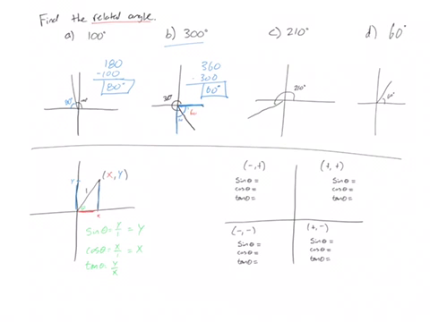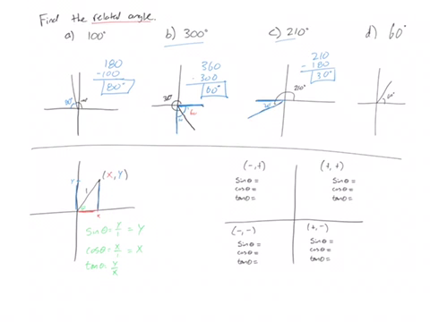The next one is 210 degrees. I've drawn that. The negative x-axis is at 180, so this is 210. In this case, you'd say 210 minus the 180, and you'd end up with 30 degrees. So that angle right there is 30 degrees.